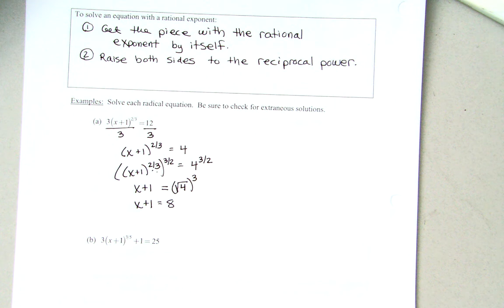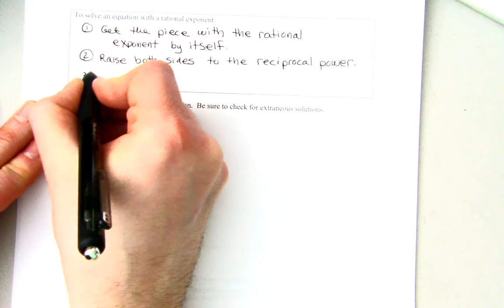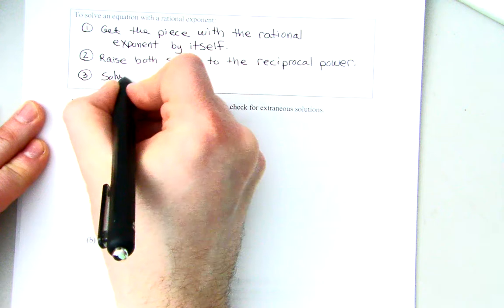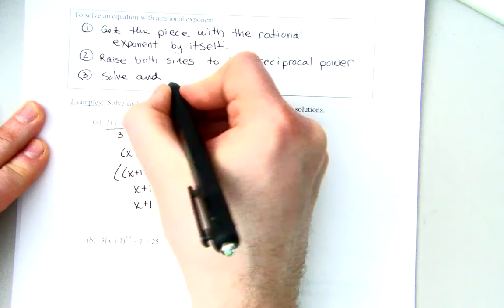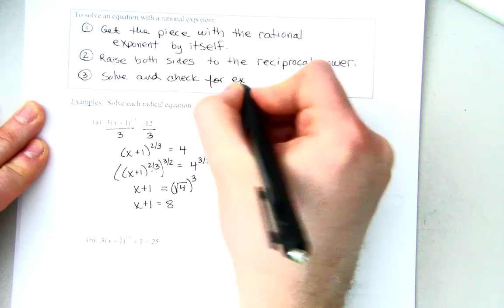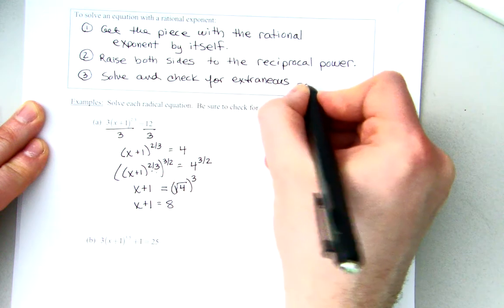Step number 3, just solve. However, when you're done, what extra step do you think we're probably going to have to do? Any of these, because of just how roots work, could create extraneous solutions, so we will have to check for them. Step 3 in the process is going to be solve the much easier equation that you get and check for extraneous solutions.